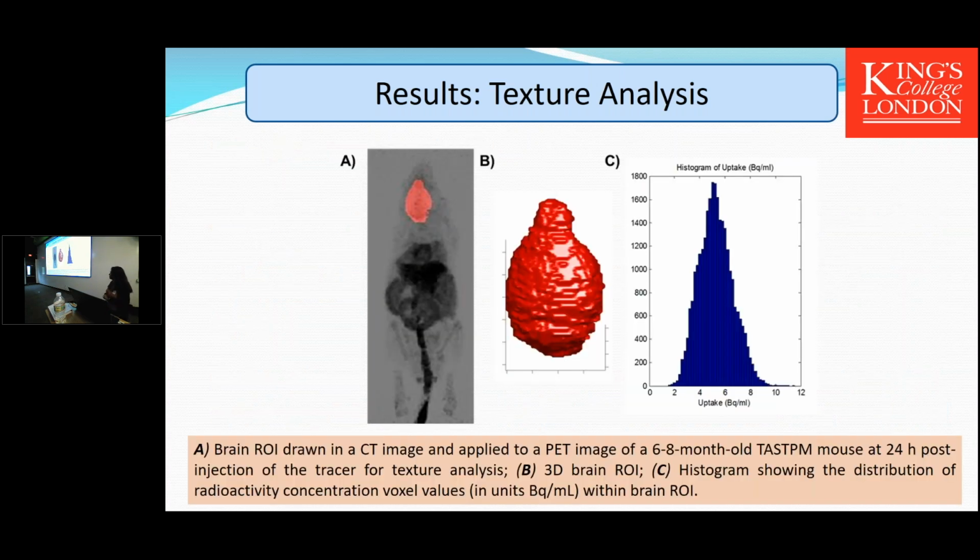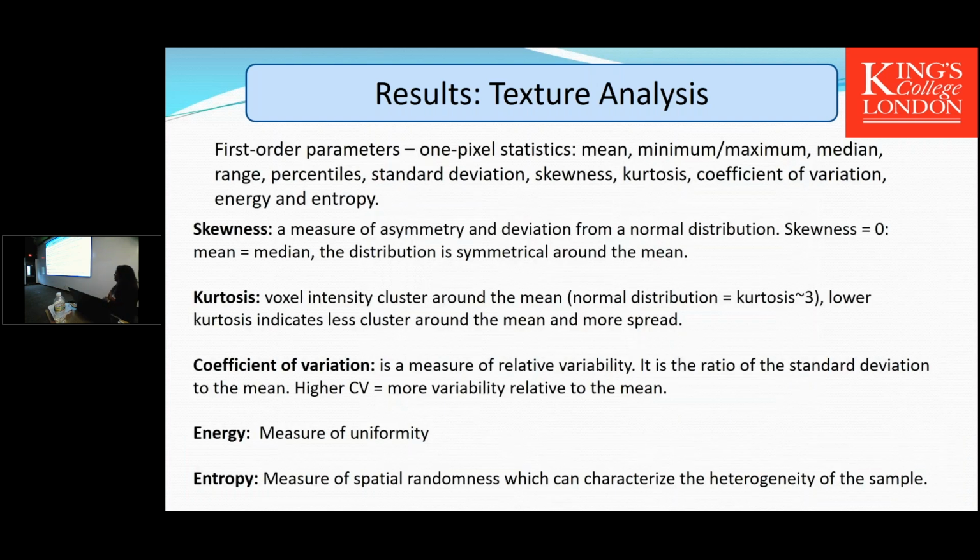So the way this was done was the PET and the CT images were imported into our MATLAB-based in-house program, the region of interest was drawn on the CT because it's obvious the brain is very easy to define, and B shows you what the ROI would look like, and C would show you the histogram of uptake. So much of the data is looking at the differences in the histograms between a normal population and a disease population.